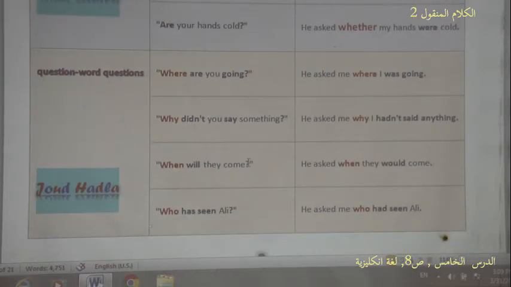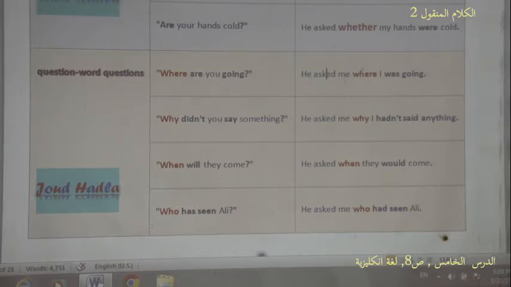Now, let's report WH questions. In this case, we need information. So the answer is no longer yes or no, and we have a WH word, a question word. So, where are you going? He asked me, not he said. Pay attention, dear student: he asked, he wanted to know, he wondered.